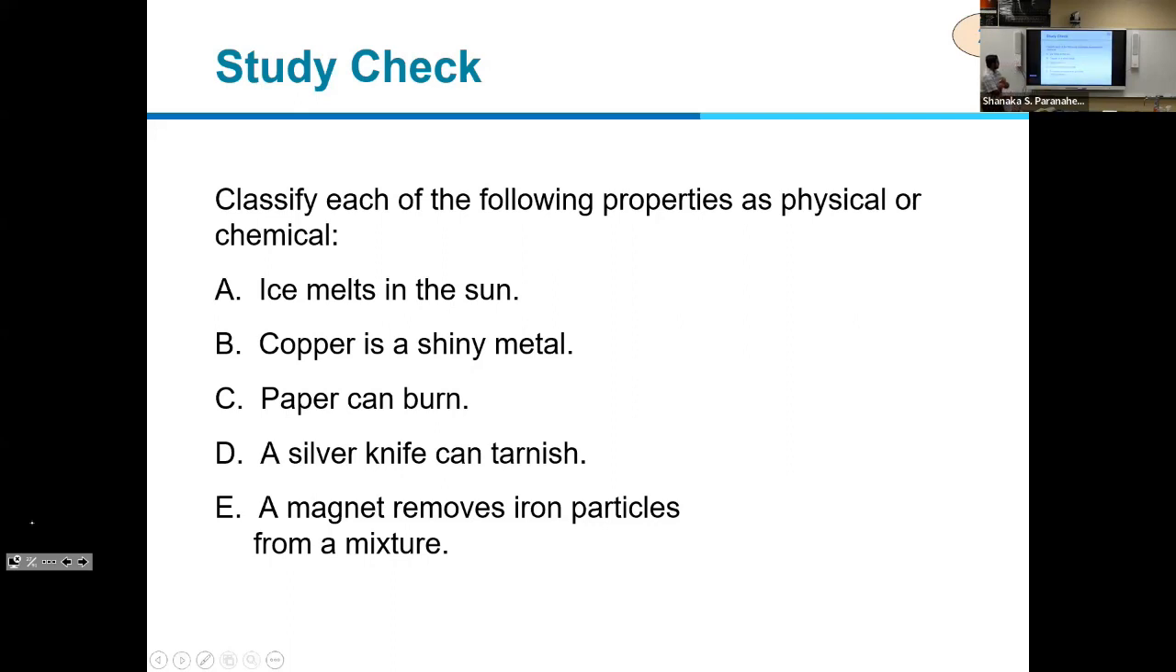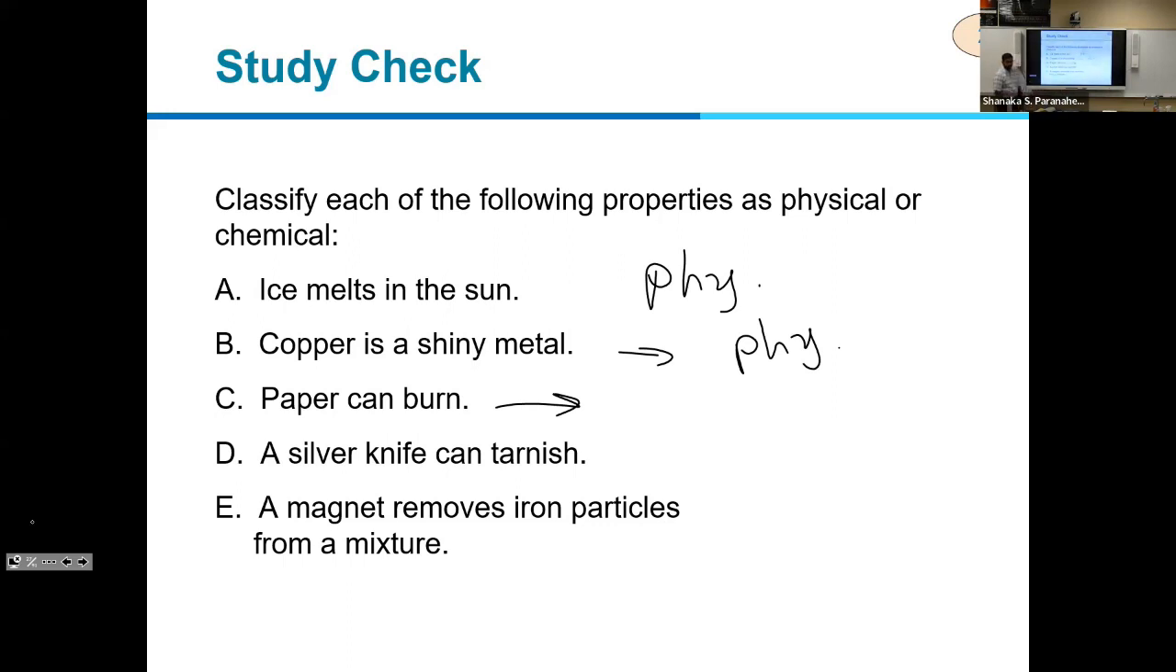Okay, so let's quickly go over these questions. Classify each of the following properties as physical or chemical. First one is ice melts in sun. Is it chemical or physical? This is physical because it's a change of state. Next one, copper is a shiny metal. It's physical, it's just observation. It's still copper, so it's physical.